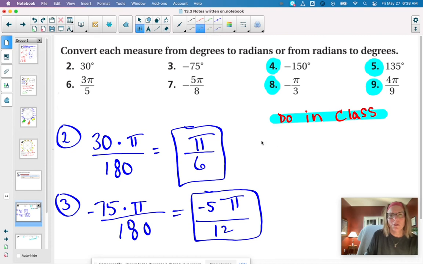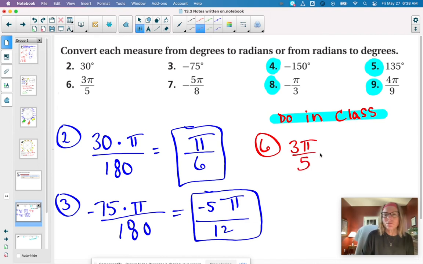Okay, let's do number 6. I start with 3 pi over 5. I'm now going from radians to degrees, so I have to multiply by 180 and divide by pi. Notice what we're doing here. When we're going from degrees to radians, you're multiplying by pi divided by 180. And when you're going from radians to degrees, you're multiplying by 180 over pi. So we're just flipping it, because look what happens: the pi's are going to cancel.